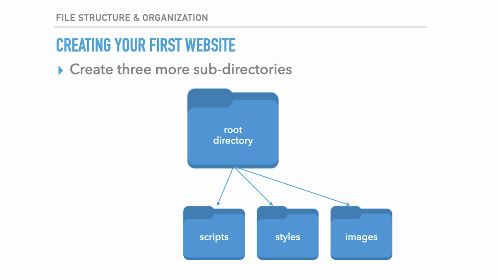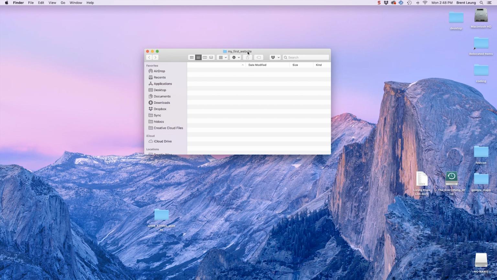So the next thing we're going to do is create 3 more folders. We're going to create a folder for our scripts, a folder for our styles, and a folder for our images. Now we're not going to be using any of these folders today, but I just want to get you in the habit of creating the basic folder structures that you'll need for any website moving forward. I'm going to go back to my desktop, and in my first website directory, I'm going to create a scripts folder, which will house our JavaScript, an images folder for our images, and a styles folder, which will house our CSS.